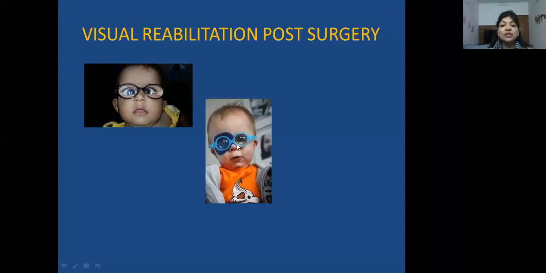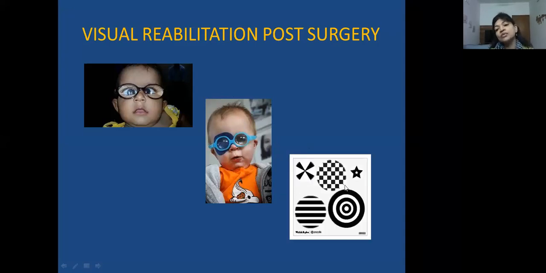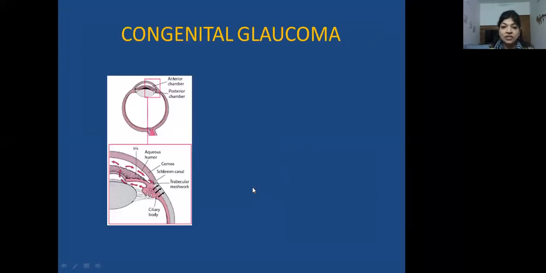And some kids would require you to do patching treatment. That is, patching is where, let's say if it's a unilateral cataract, then you're patching the good eye and allowing the baby to see only from the eye that was operated, so that there is vision, you're negating amblyopia in that baby. And you also have to introduce visual stimulation cards for these kids after doing cataract surgery.